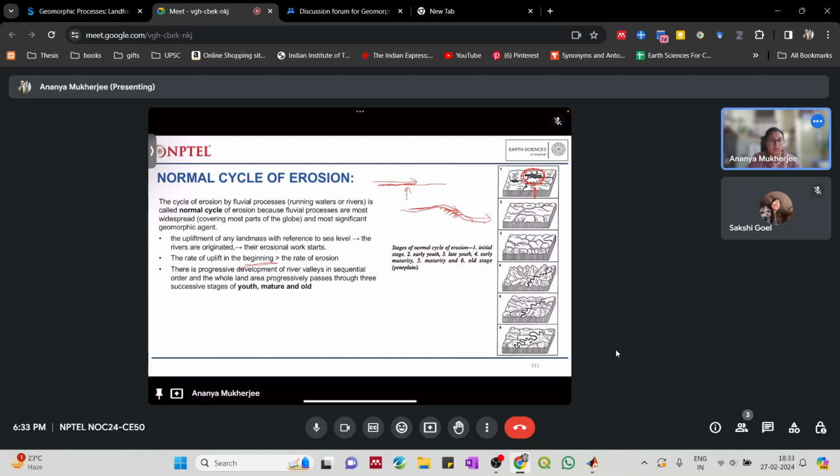So hence the rate at which the uplift and the erosion happen has to be different, with the rate of uplift being higher than the rate of erosion. So with the progressive development of the river geomorphic landforms, like the valleys, and then later on the stages. As you can see over here, this is where the rivers are originating.